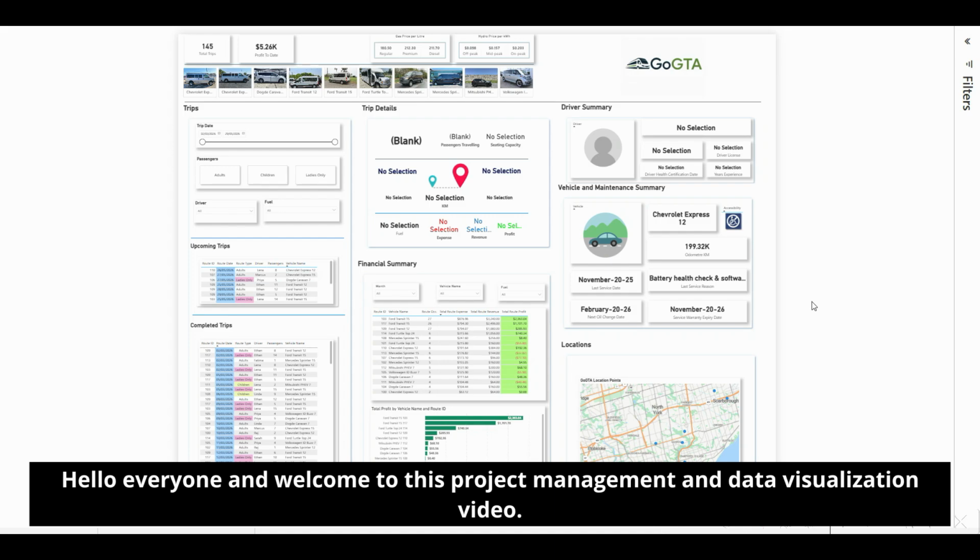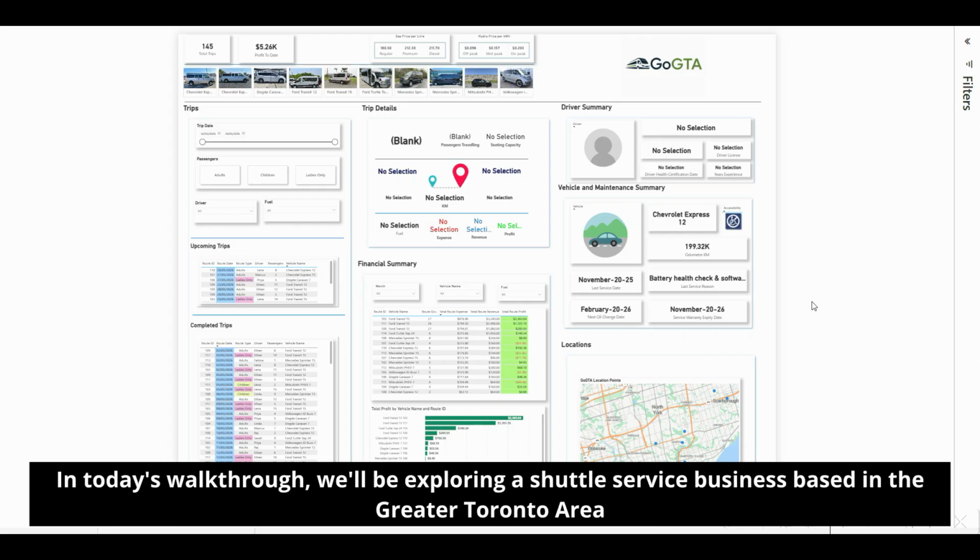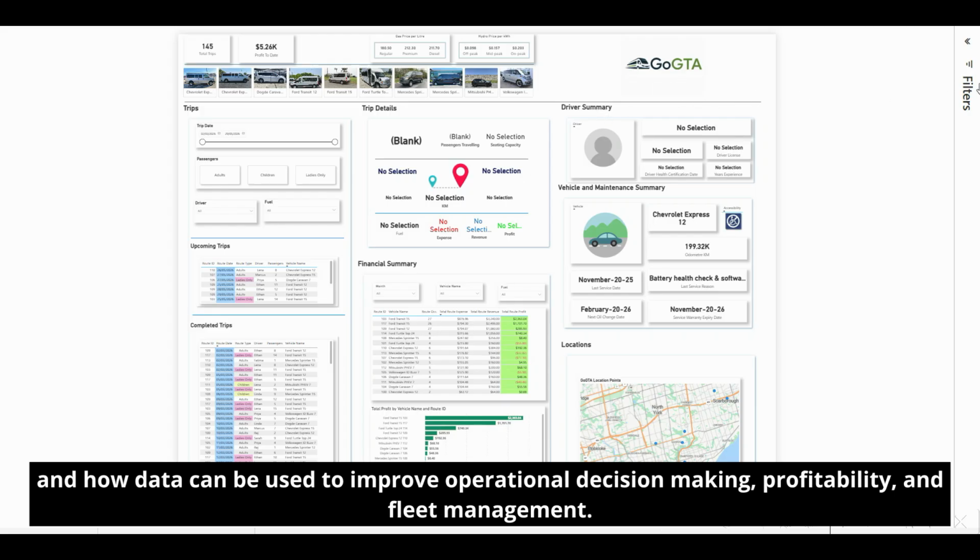Hello everyone, and welcome to this project management and data visualization video. In today's walkthrough, we'll be exploring a shuttle service business based in the Greater Toronto Area, and how data can be used to improve operational decision-making, profitability, and fleet management.